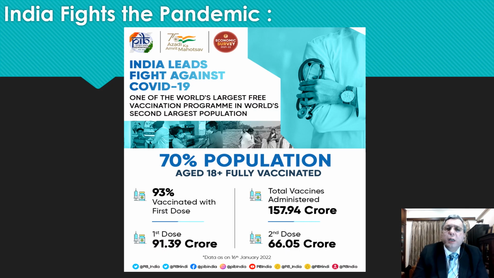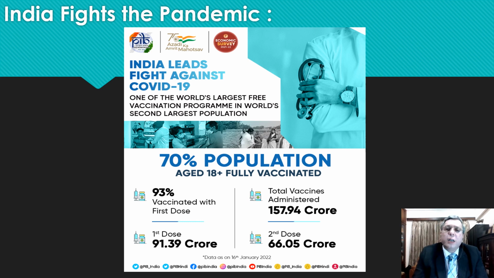One is on COVID. Nearly 70% of the population is already vaccinated. 93% with the first dose, and the second dose also is huge. Nearly 70% has got two doses. And that number has gone up in the last 15 days since these slides were published. So as of today, we are at 167 crores. So 10 crores more have been added in 15 days.